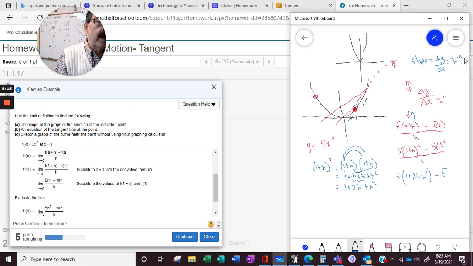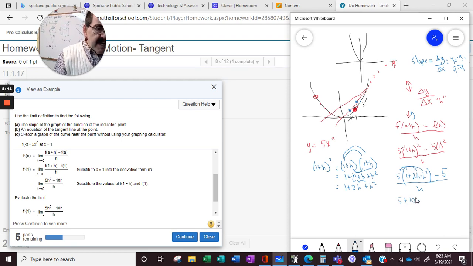y2 minus y1 over x2 minus x1. This is y2, the second value of y. This is the first value of y, when x is equal to 1. That's where the 1s came from. All over h. Okay, so now we've got to distribute.